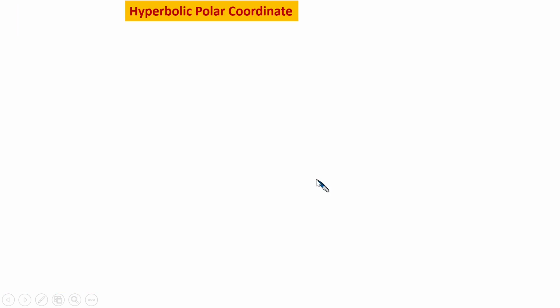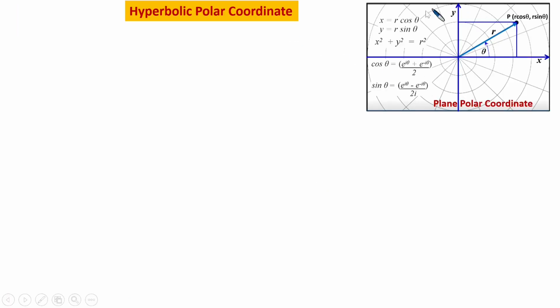Now we will discuss hyperbolic polar coordinates. Before going to hyperbolic polar coordinates, we know for circular polar coordinates, or you call it plane polar coordinates, this is described in terms of r and theta. So this point P, this base is r cos theta and this opposite side is r sin theta.